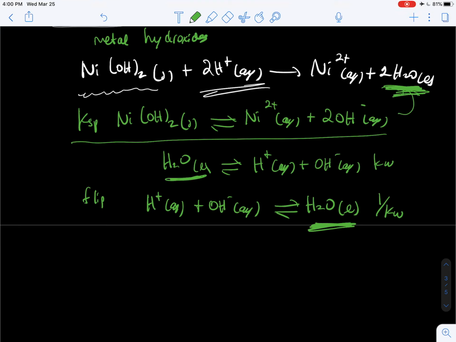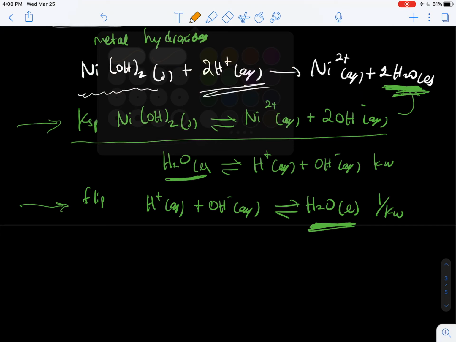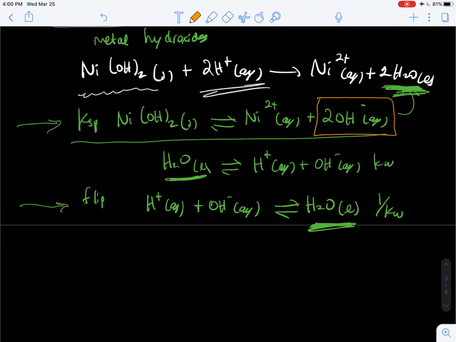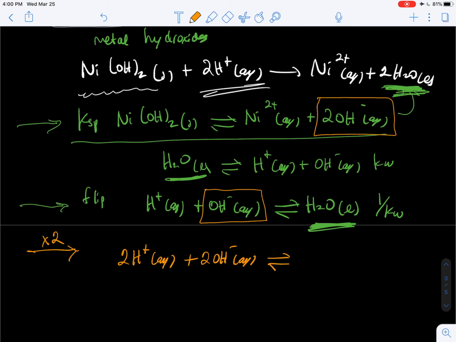And let's see. Well, to get these two equations, this one here and this flipped equation here to cancel, we're going to need to adjust the number of hydroxides. There's 2 hydroxides here, and there's only 1 hydroxide here. So what we're going to do is multiply this flipped equation by 2. So we're going to change this to 2H plus, 2 hydroxides, in equilibrium with 2 water molecules. And remember what we do to the equilibrium constant, we square that.